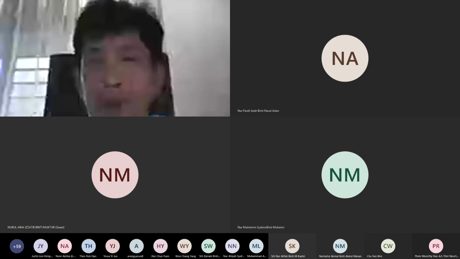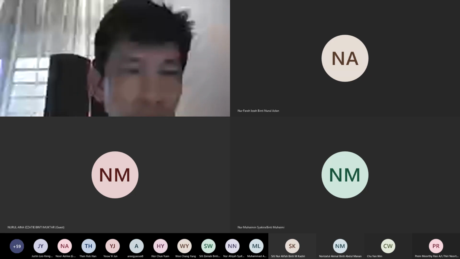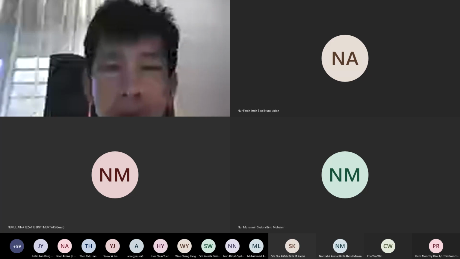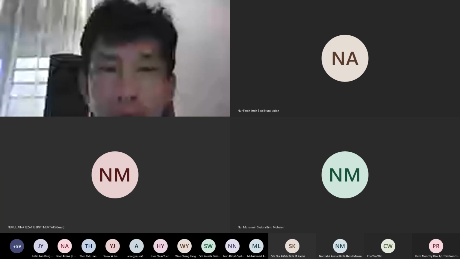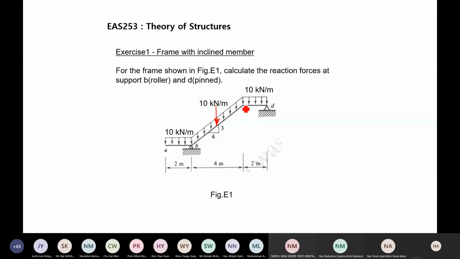Okay. So now the first thing that I would like you to recall again is how to handle distributed load. The first thing you must know is to get the equivalent load, by multiplying the intensity, which is 10 kilonewton per meter, with the length over which this load is distributed. In this case, for this inclined member, the load is distributed along the inclined member.